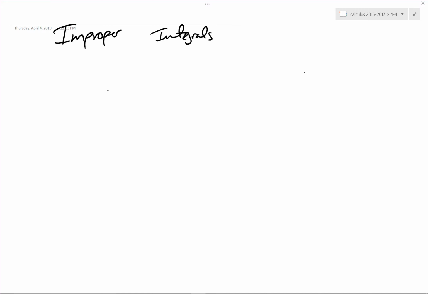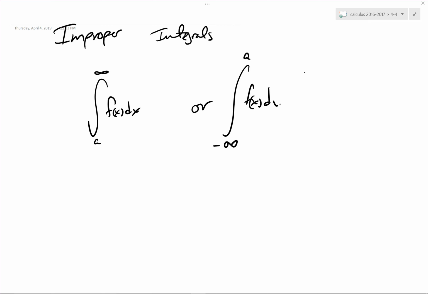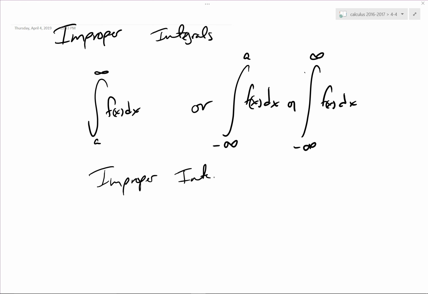Okay, here's the game, friends. If you are integrating some function from somewhere to infinity, or from negative infinity to somewhere, or negative infinity to infinity, these are all one type of improper integral. Improper because I cannot just shove infinity into a problem and evaluate it.